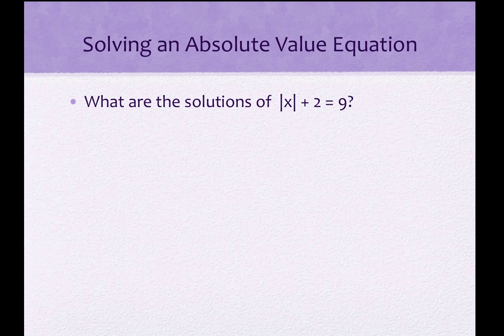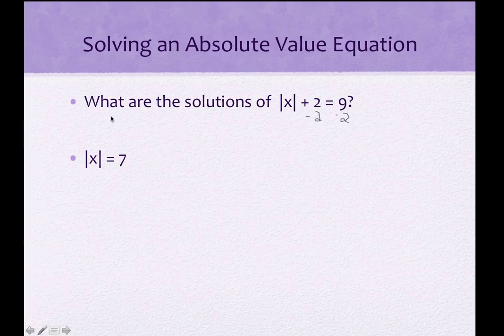So what are the solutions of the absolute value of x plus 2 equals 9? Well, when we're solving absolute value equations, what you want to do is get the absolute value sign by itself. So here we would subtract 2 from both sides of the equation. Once we subtract 2 from both sides, we get the absolute value of x equals 7.